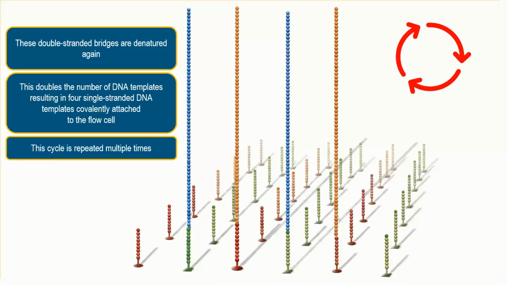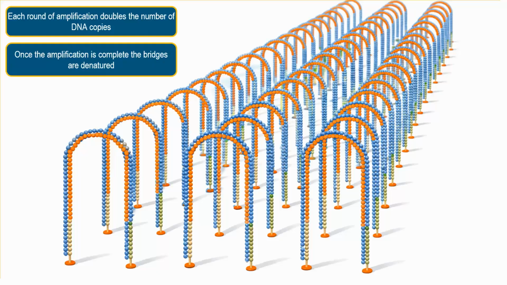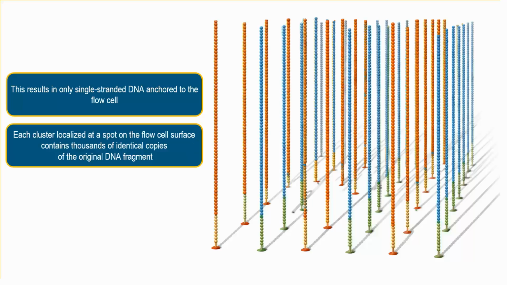This cycle is repeated multiple times. Each round of amplification doubles the number of DNA copies. Over time, this leads to the formation of dense clusters. Once the amplification is complete, the bridges are denatured, resulting in only single-stranded DNA anchored to the flow cell. Each cluster, localized at a spot on the flow cell surface, contains thousands of identical copies of the original DNA fragment. This is how a single DNA molecule is amplified to form a cluster.